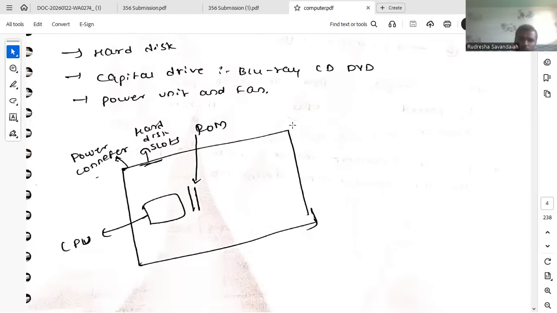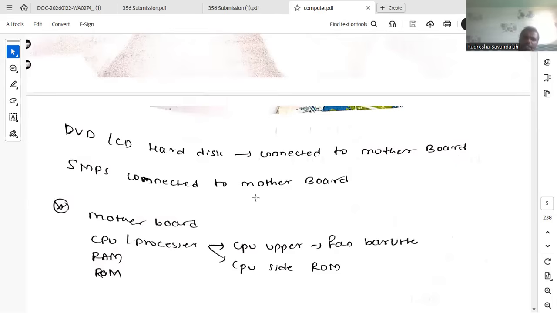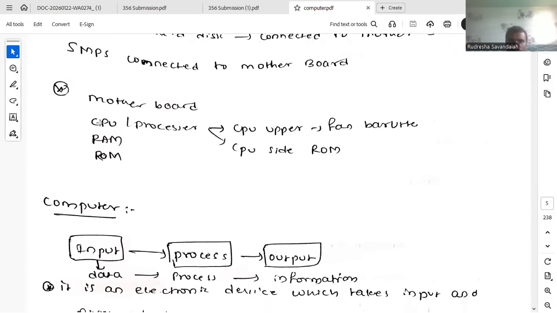See here, this is the CPU. This is the power connector. This is the hard disk. This is the RAM. This is the CPU. See here the DVD and CD drive, hard disk connected to motherboard. SMPS connected to motherboard. See in motherboard, CPU, RAM. In processor, CPU upper and CPU side RAM.